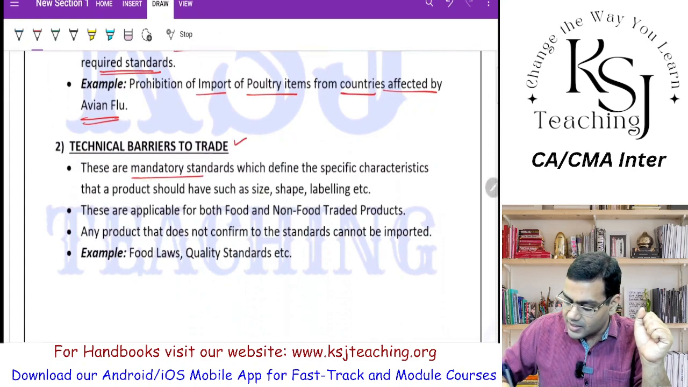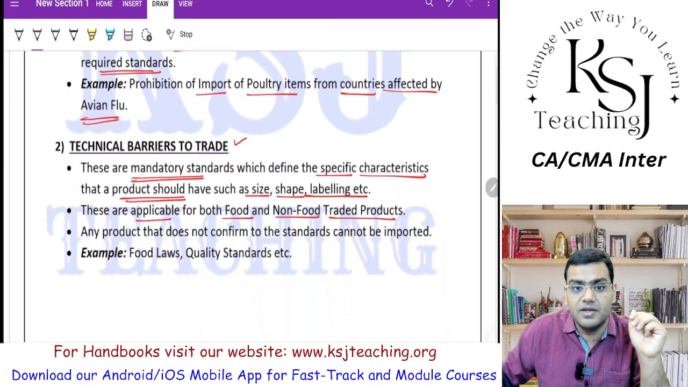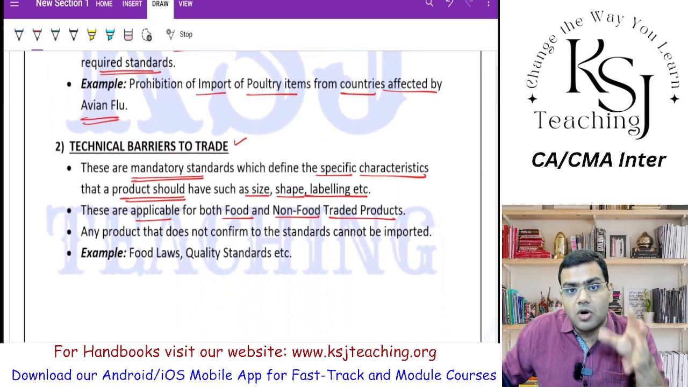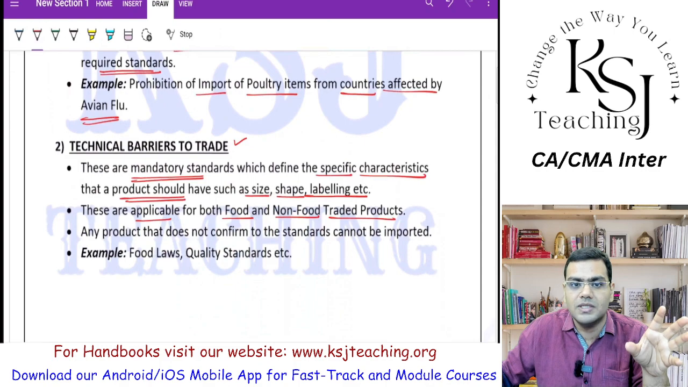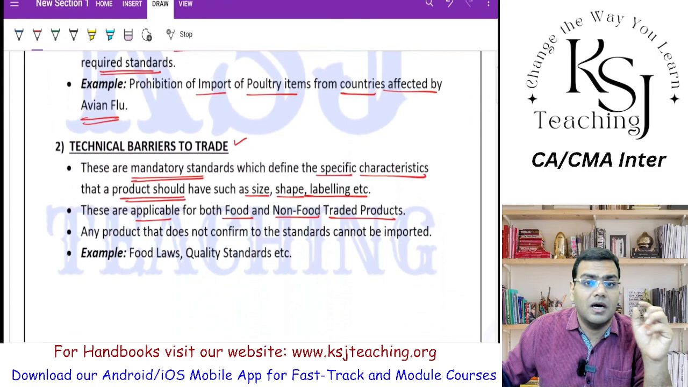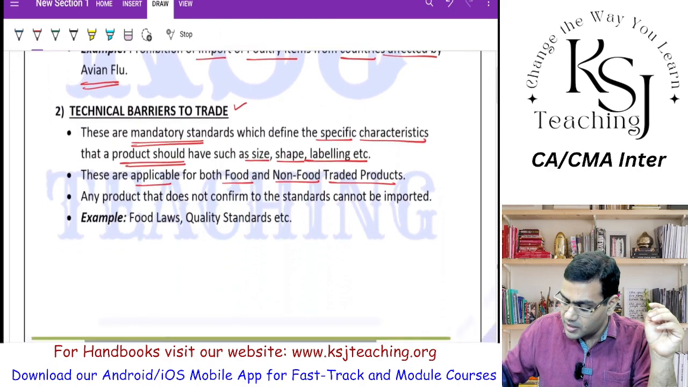There are mandatory standards which define the specific characteristics that a product should have, such as size, shape, labeling. These are applicable for both food and non-food traded products. If a country wants to export a product to your country, that means your country is the importing country. Let's say India is an importing country, so India will put specifications on the USA that if you want to send the product, this should be the size, this should be the labeling, these things should be mentioned on the label, nothing should be hidden from the people, right? Whether it is a food item or a non-food item.